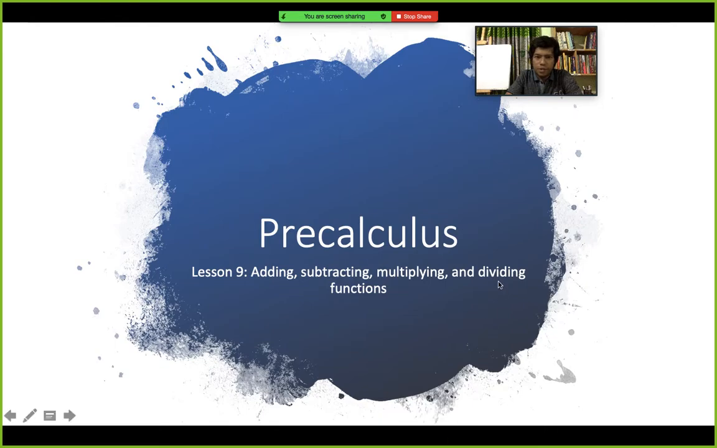Welcome to our lesson 9. This is about adding, subtracting, multiplying and dividing functions, which means that if two functions are given, then how can we combine them in different order.